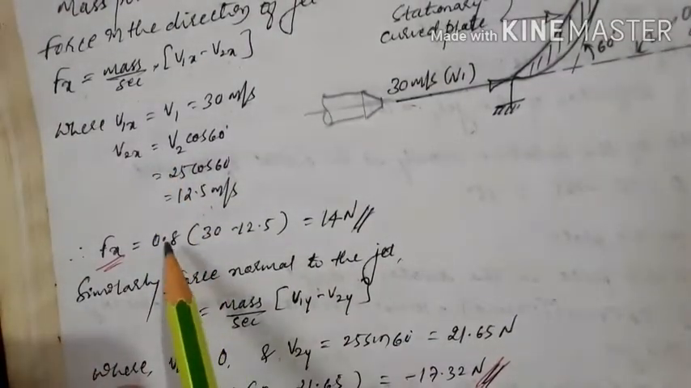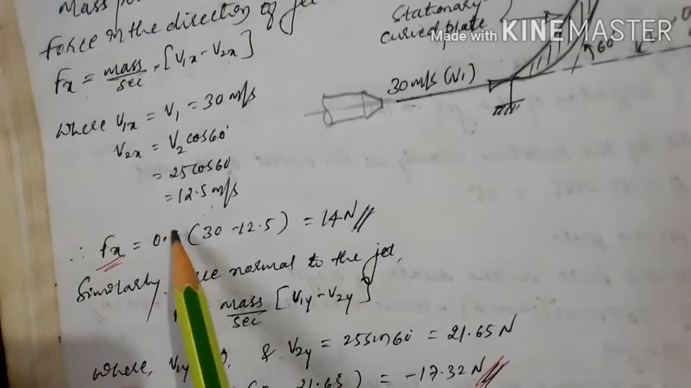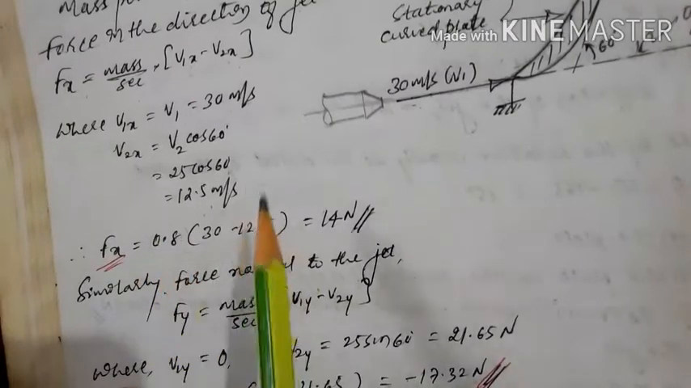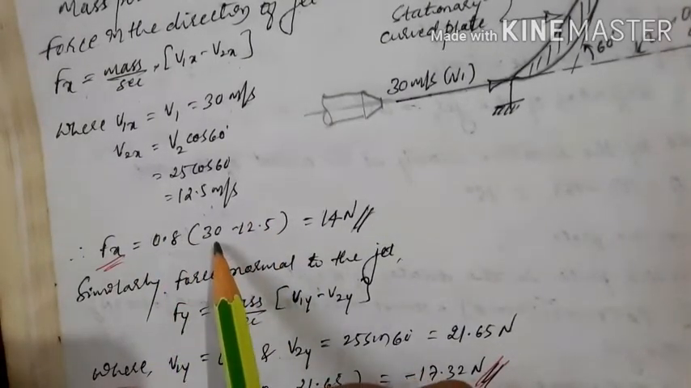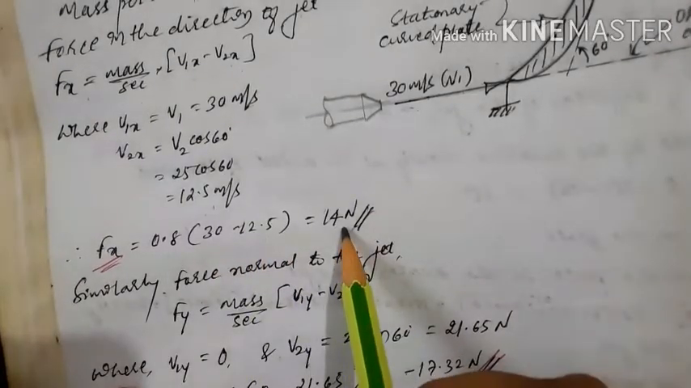The mass per second is given. This is 0.8 kg per second, directly given. Substitute this, then substitute initial velocity minus final velocity, and we get 14 Newton.